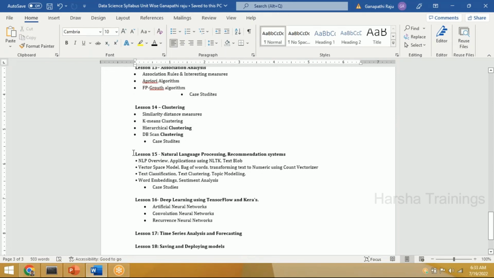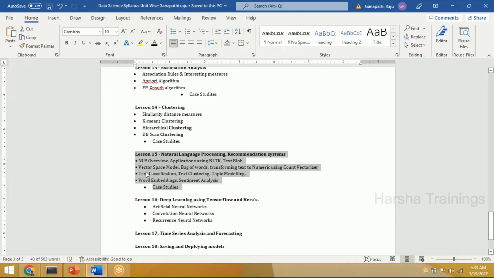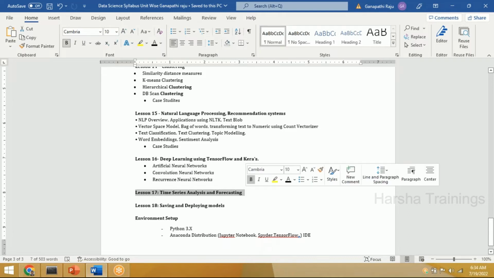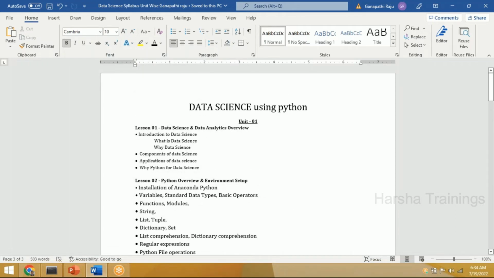Then you should work with text data. This is natural language processing, the data you can explore nowadays, and most people are taking up these areas. Then deep learning, lesson number 16. These three algorithms are right now ruling the world. Then time series analysis, forecasting, stock market forecasting. Then whatever machine learning models we create, how we deploy the models on servers. This is the syllabus I'm teaching.